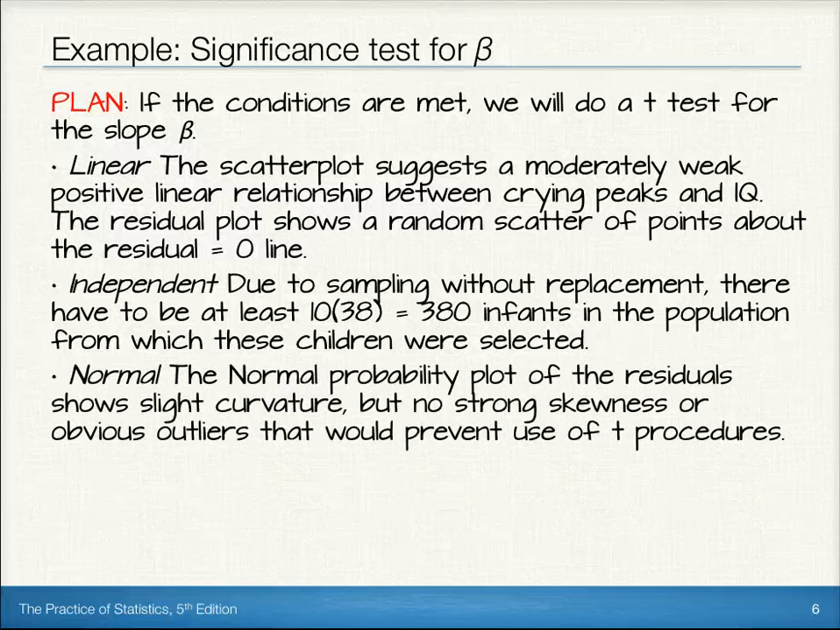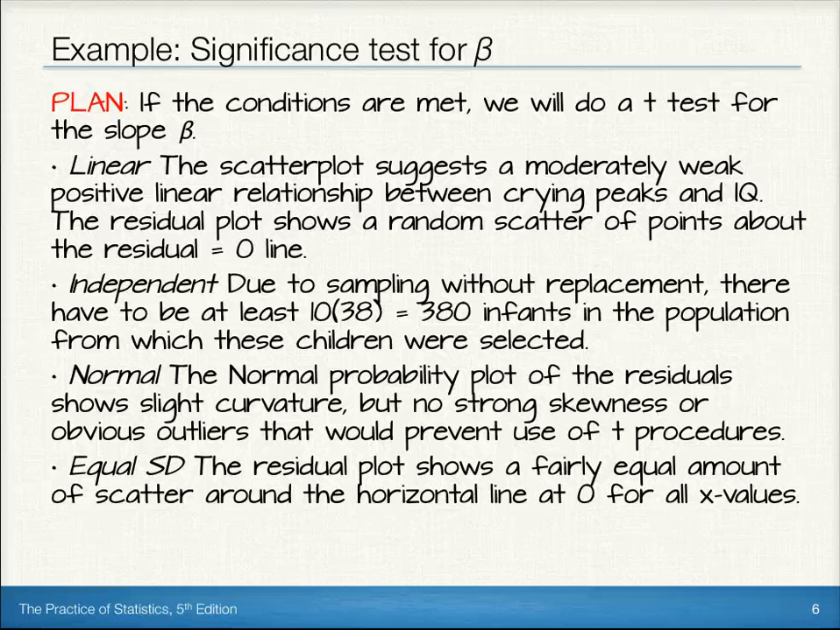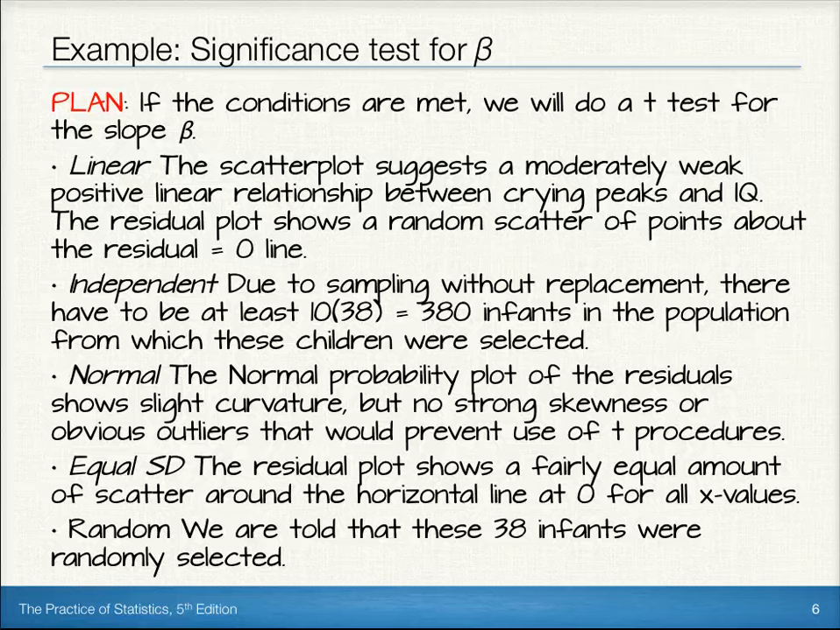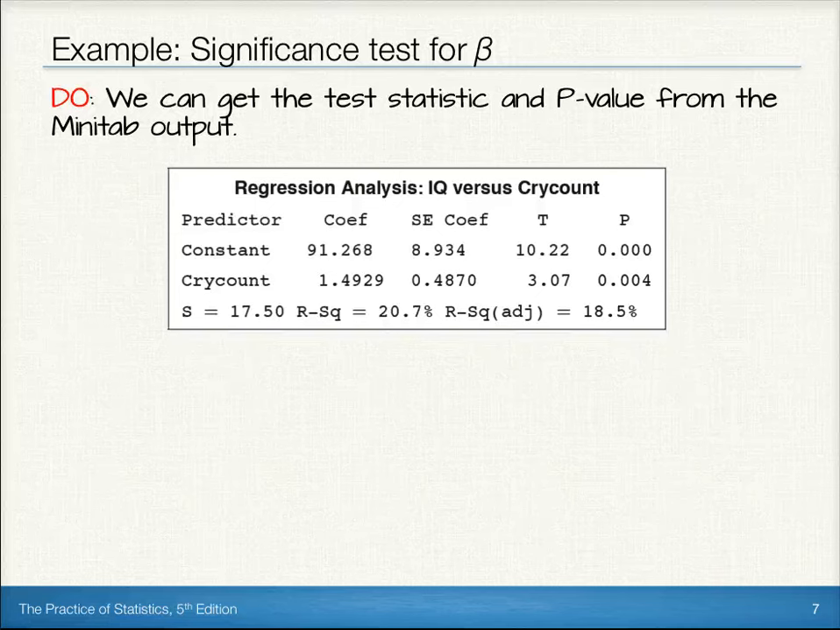For the normal probability plot, we note that the residuals show a slight curvature, but no strong skewness or obvious outliers that would prevent the use of t-procedures, so our normal condition is met. And finally, for equal standard deviations, we note the residual plot shows a fairly equal amount of scatter around the horizontal line at 0 for all our x values. And we are told that the 38 infants were randomly selected. So our conditions are met, and we can go ahead and proceed with a t-test for beta.